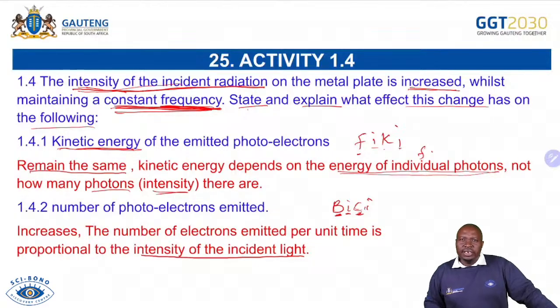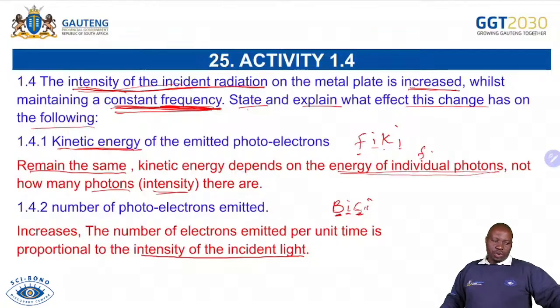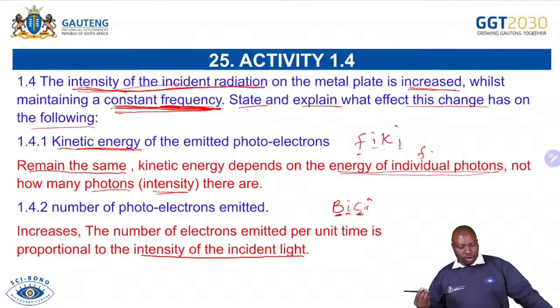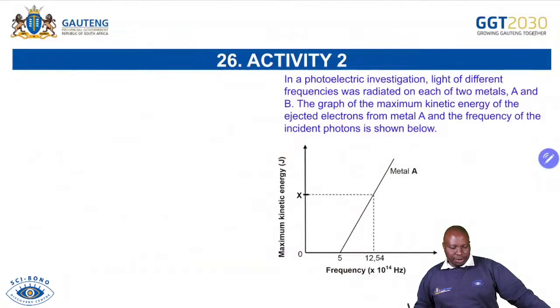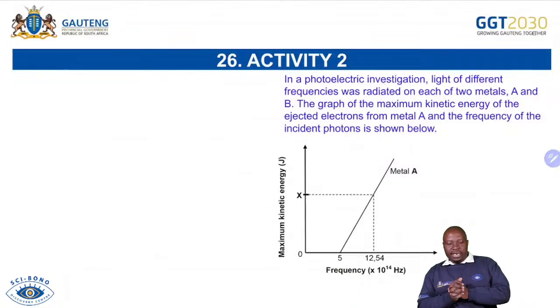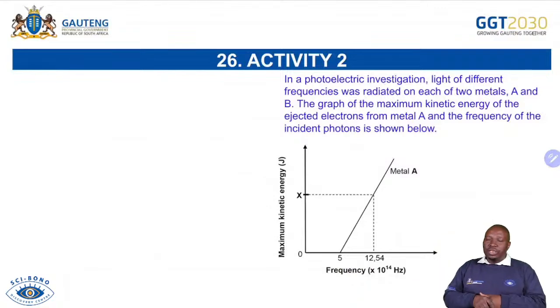So must we always refer to them as photoelectrons? You can refer to them as electrons. If you say photoelectrons, it's a plus, so we appreciate that. Now we are going to the question that is based on the graph.